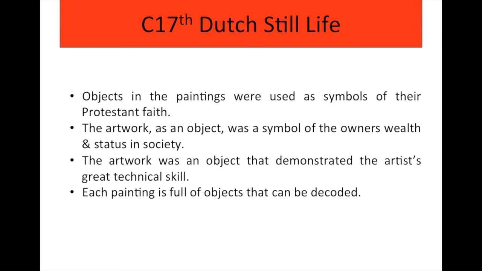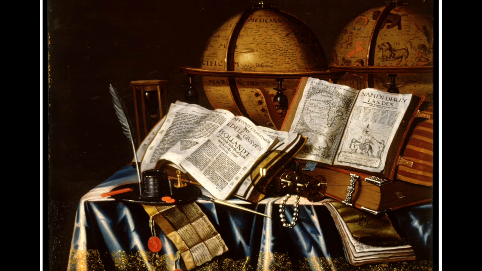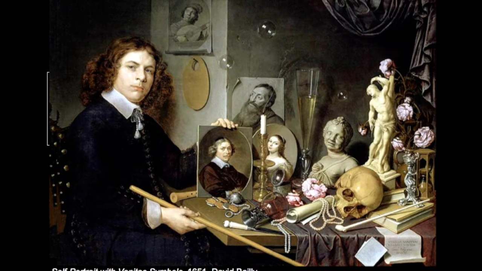Now, keeping those things in mind, we now need to jump forward into the 20th century. We've looked at the work of all these Dutch painters. In particular, we've looked at the self-portrait with Vanitas symbols by David Bailey. And we know that the artist in this particular painting from the 17th century tells his own story, his own narrative about his life by using objects symbolically.